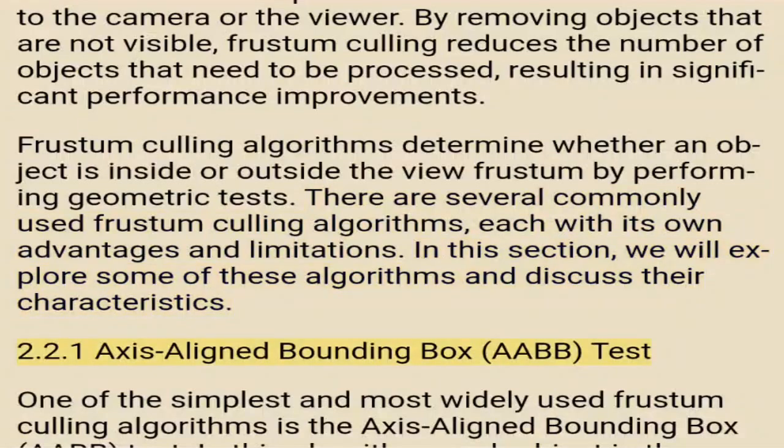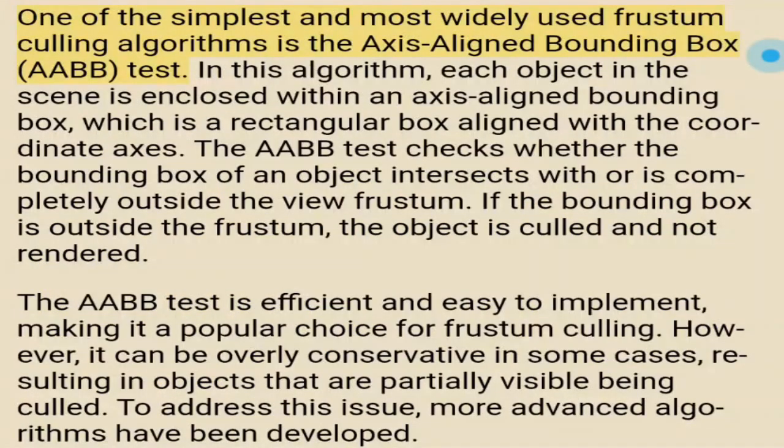2.2.1 Axis-aligned bounding box, AABB test. One of the simplest and most widely used frustum culling algorithms is the axis-aligned bounding box, AABB test. In this algorithm, each object in the scene is enclosed within an axis-aligned bounding box, which is a rectangular box aligned with the coordinate axes. The AABB test checks whether the bounding box of an object intersects with or is completely outside the view frustum. If the bounding box is outside the frustum, the object is culled and not rendered. The AABB test is efficient and easy to implement, making it a popular choice for frustum culling. However, it can be overly conservative in some cases, resulting in objects that are partially visible being culled. To address this issue, more advanced algorithms have been developed.